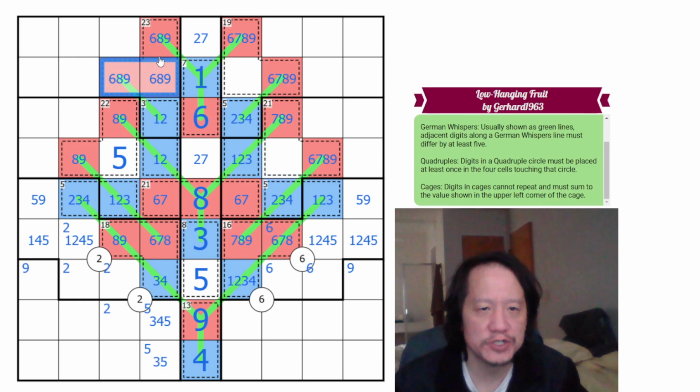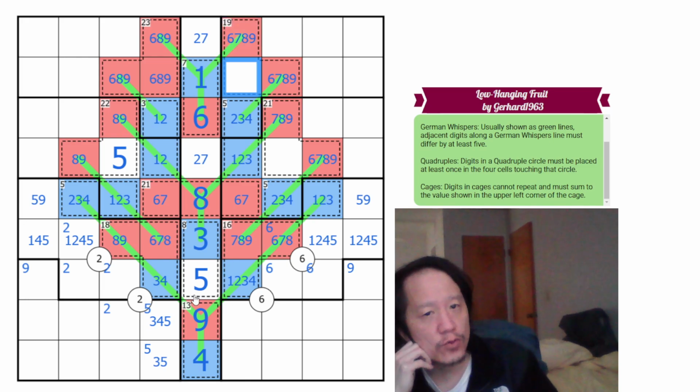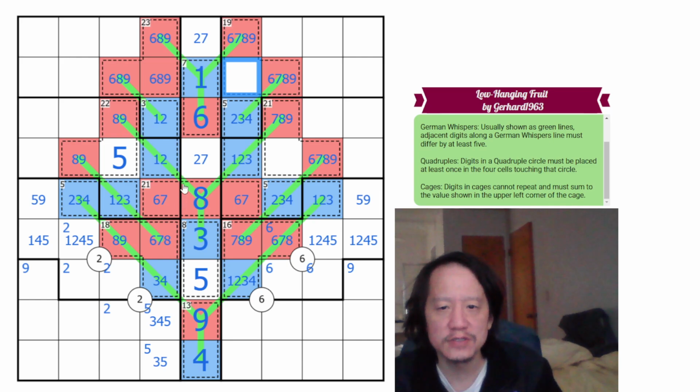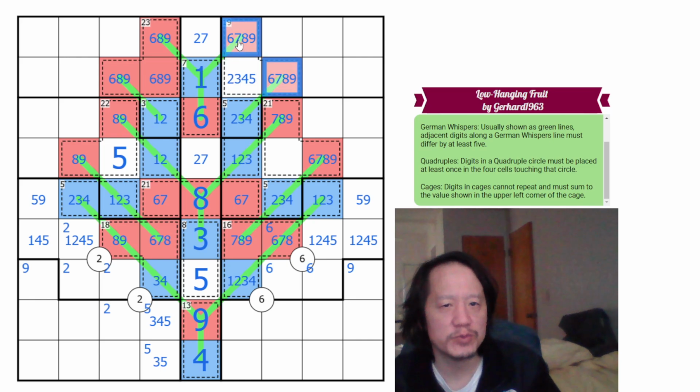The rest of this region cannot have 6, 8, or 9. This can't be 1. It could be 2, 3, 4. Can it be 5? It could be 5, but it cannot be 6. So this is 2, 3, 4, 5. If it were 6, the minimum of this would be 7 and 8. So that would add up to 21, which is not allowed.